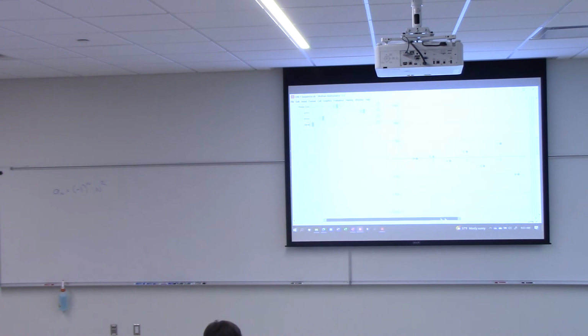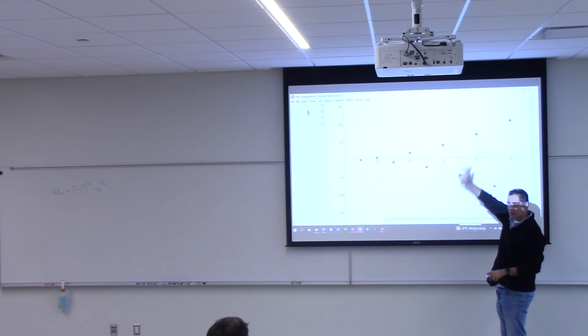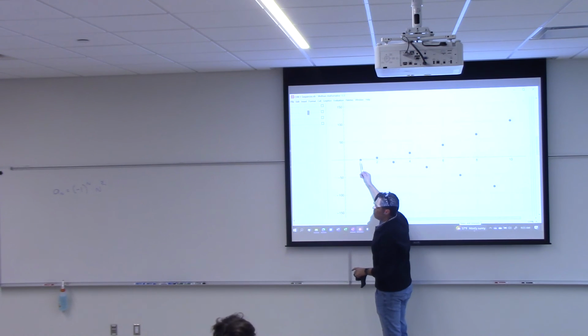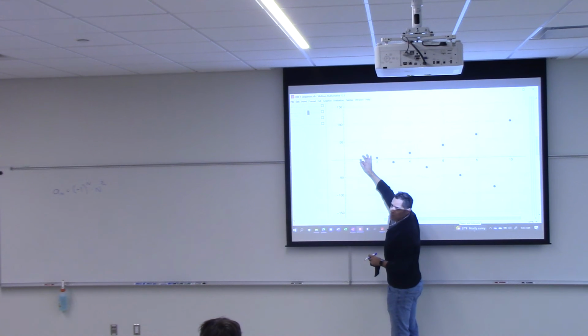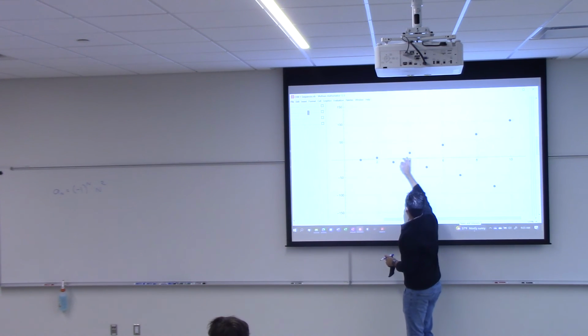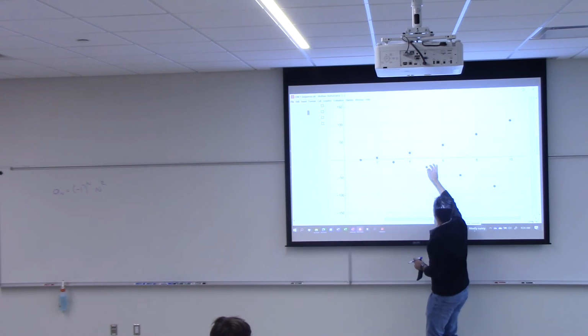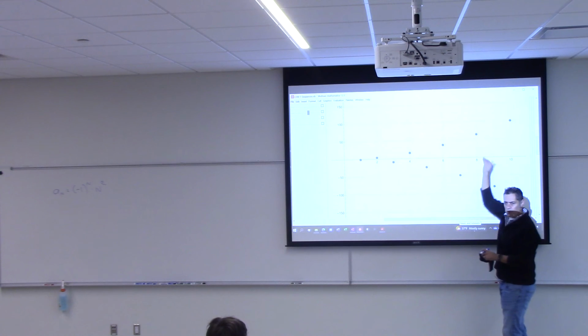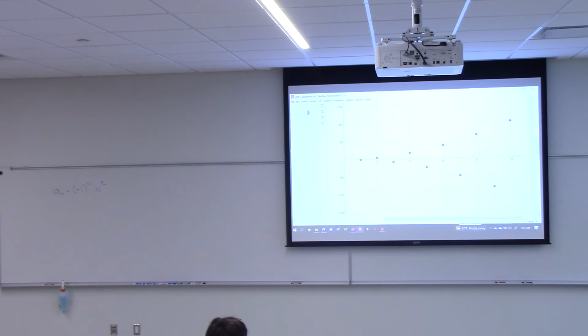Well, this is it right here. That's the graph. Notice it's not like a nice curve I can draw. If I plug in 1, I got negative 1. You can't really tell, that dot's down just a little bit. I plug in 2, I get 4. Plug in 3, I get negative 9, 4, positive 16, 5, negative 25, positive 36, negative 49, and so on and so forth. That's the graph of that sequence.